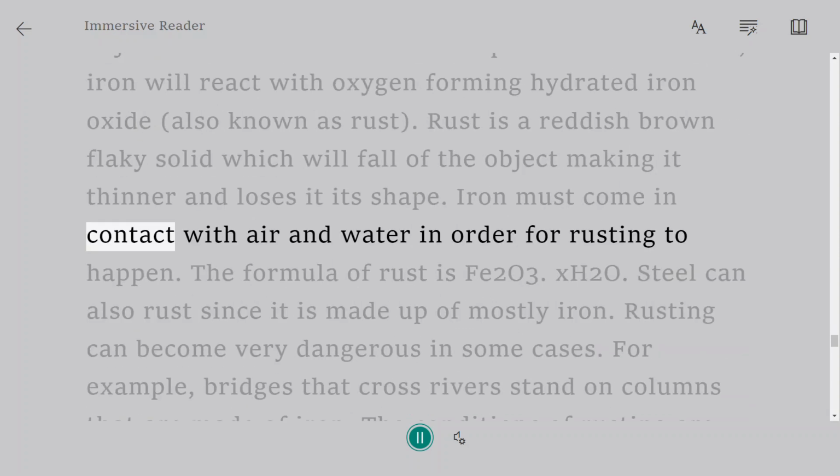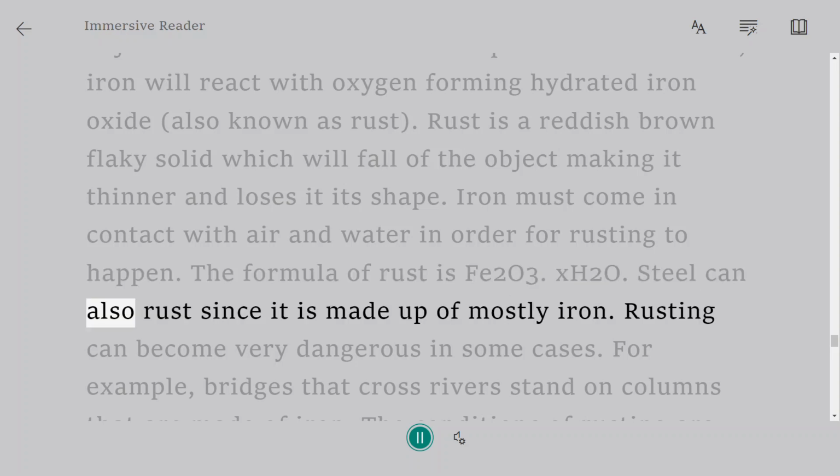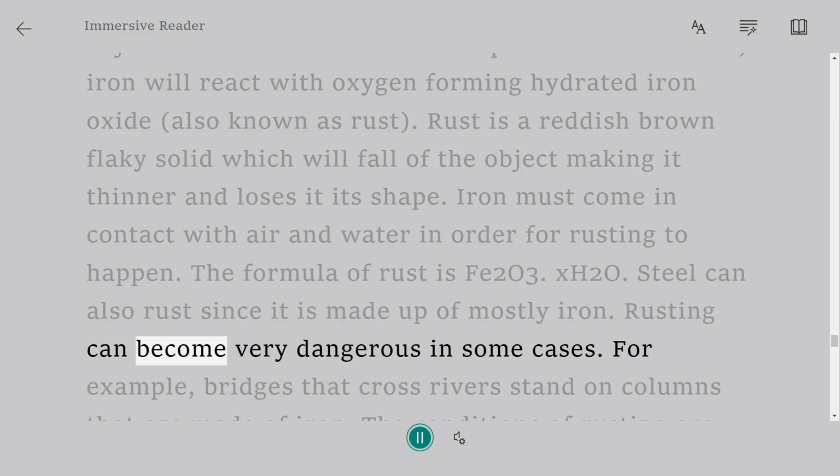Iron must come in contact with air and water in order for rusting to happen. The formula of rust is Fe2O3.xH2O. Steel can also rust since it is made up of mostly iron. Rusting can become very dangerous in some cases.